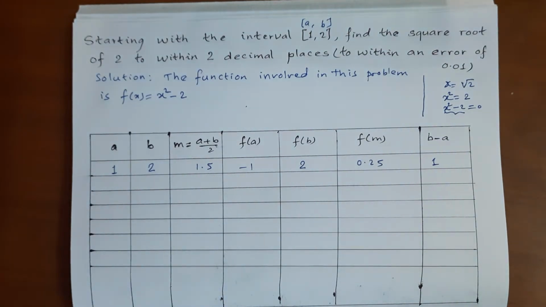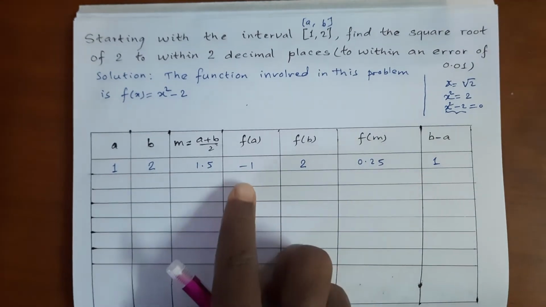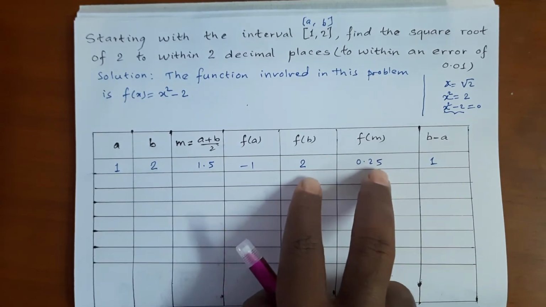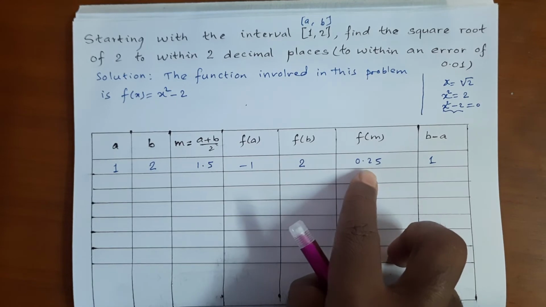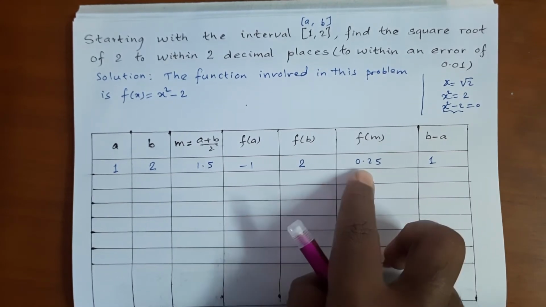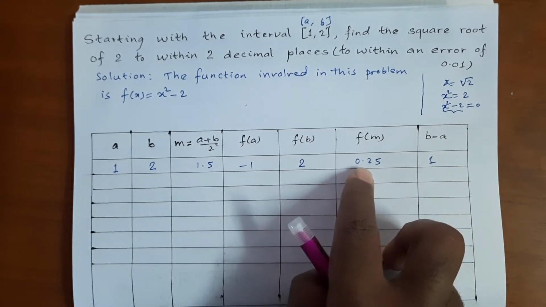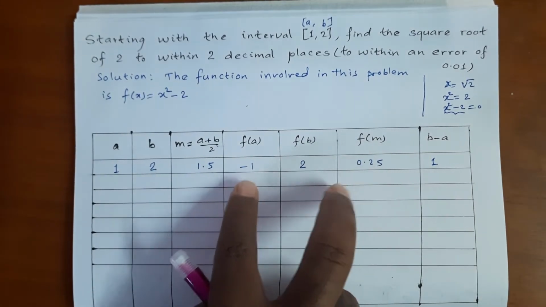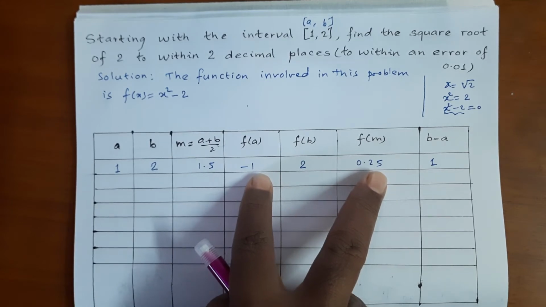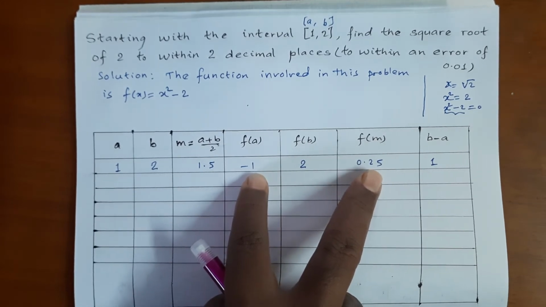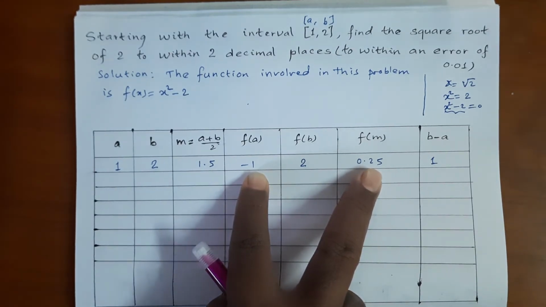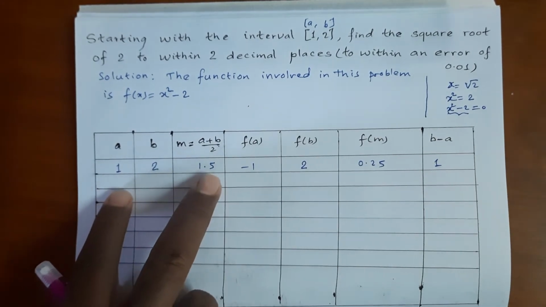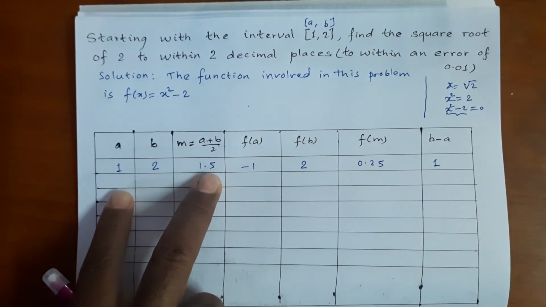In this way, f(a) and f(m) are opposite in sign. Okay, f(b) and f(m) have the same sign, so between b and m there doesn't lie a point for which the y coordinate will be 0. That means the curve will not intersect the x-axis between these 2 points b and m. So f(a) and f(m) have opposite signs, so between a and m the curve intersects the x-axis. So we will take a as 1 itself, and in place of b we will take this point m, and follow the same procedure.